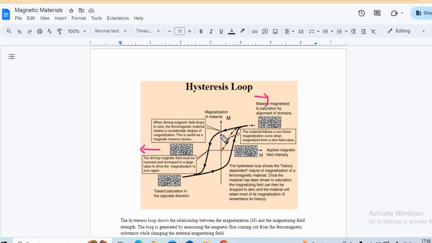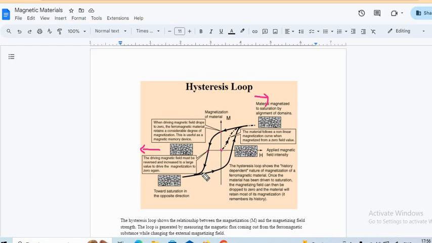So as you are applying this field, the material will try to orient along the direction of the field, along this particular direction. As we do this, somewhere here, for a certain negative value of magnetic field, it becomes random. Again, if you keep on applying the field along the opposite direction, you will increase.